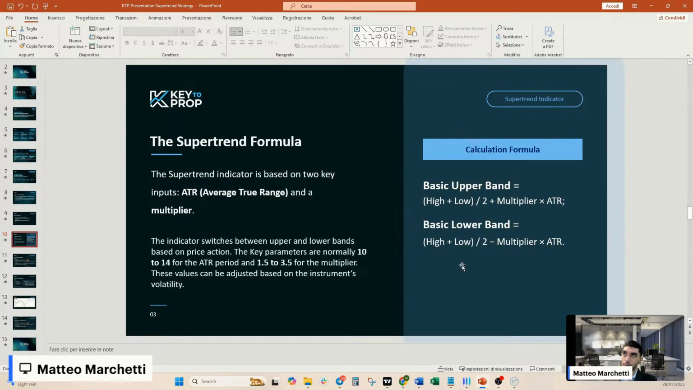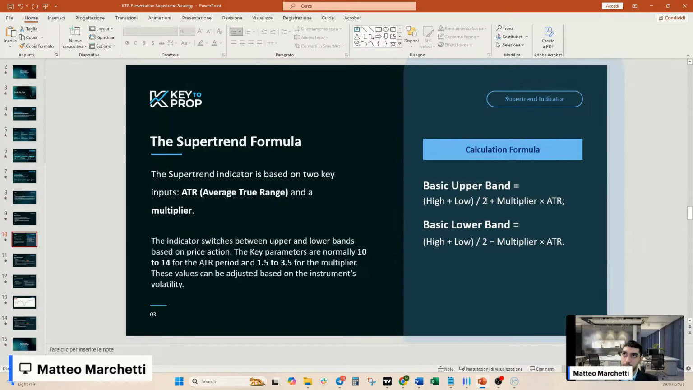This is the formula. So every second you have essentially two bands, the upper band and the lower band. And of course, depending on where the price is, considering these two levels, the super trend will be green or red, signaling an uptrend or a downtrend.